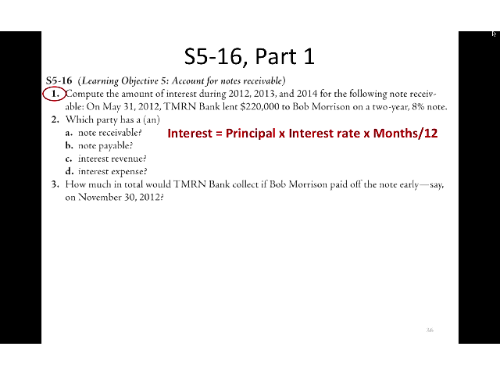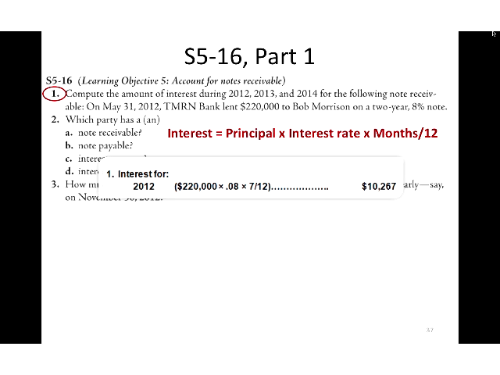So this first one, May 31st, we lent $220,000. So we have to compute the amount of interest during 2012, 2013, 2014. So dealing with 2012 first. We loaned the money on May 31st, 2012. So $220,000 times 8% times the number of months in 2012. So we don't count the day we loaned the money. So we have June through December, and you may want to count on your fingers or whatever. The biggest problem I see with people getting these wrong is they use the wrong number of months.